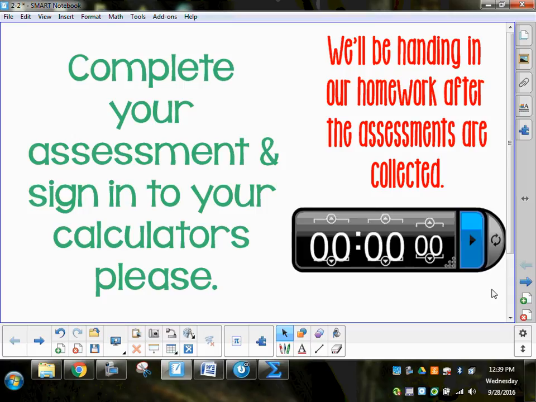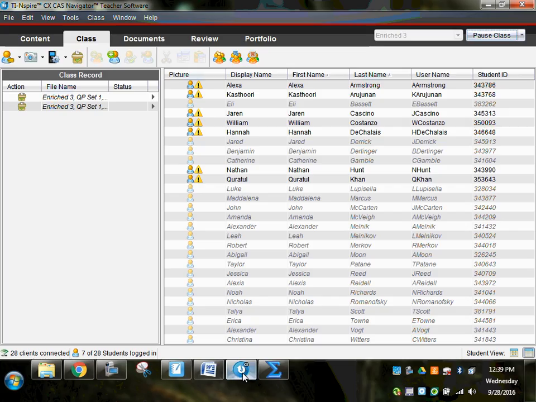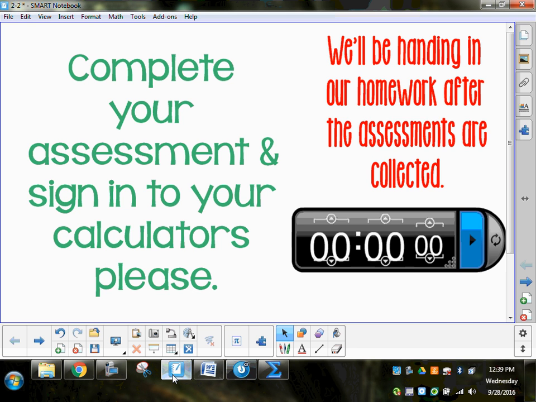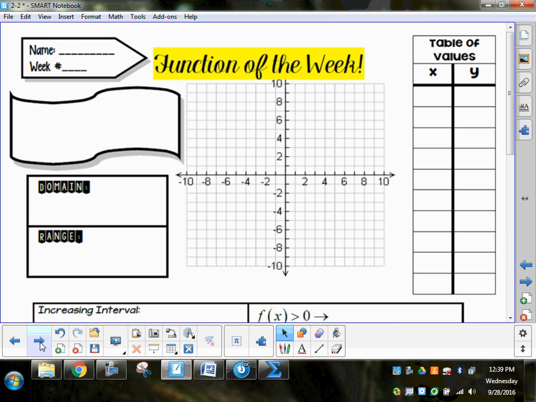Make sure your note packets are out and your homework, and you've signed into your calculators. So far we have, oh good, almost no one signed into the calculator. Just what I was hoping for. So if you haven't already, please go through and sign in. We left off, and we'll talk about this first.